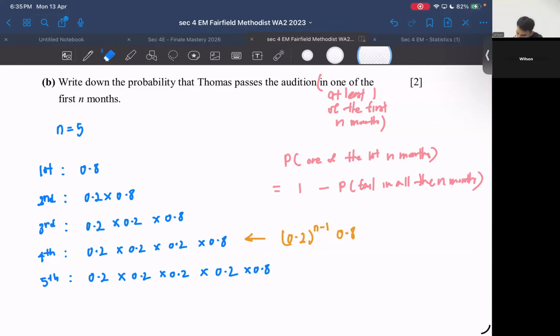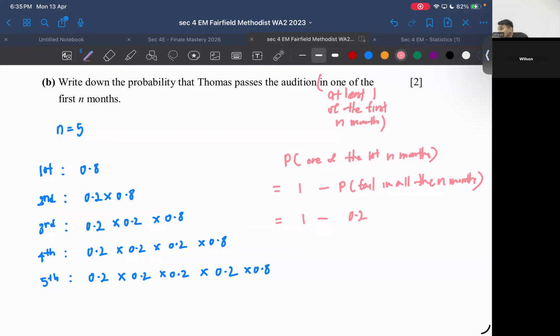Okay, so if I rephrase it this way, can I ask the class, what should the expression be? 1 minus what? Fail is 0.2, right? And then to the power of what? N minus 1? This one is n, right? That means he failed all the way. He can't fail, so it doesn't matter.